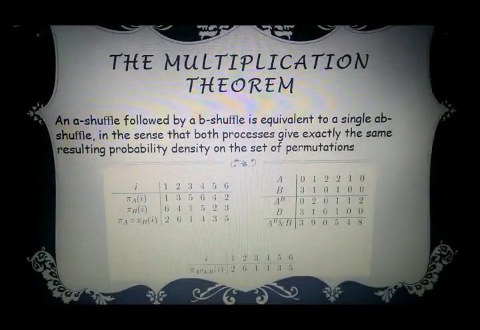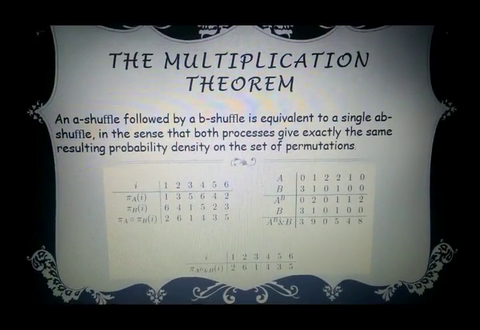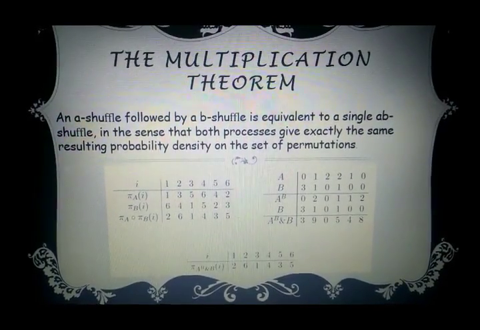I'm going to discuss this multiplication theorem. Initially we have studied the riffle shuffle, A shuffle and top-in shuffle. I'm going to discuss more about this A shuffle now.